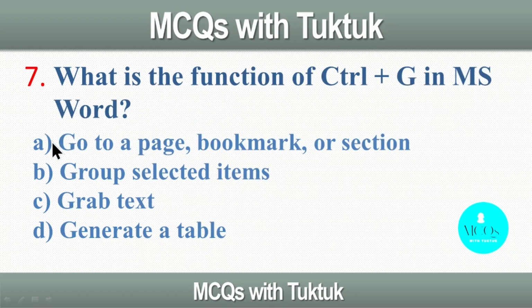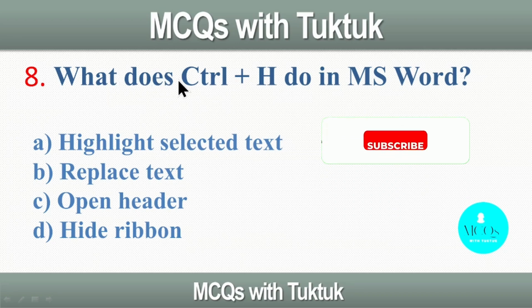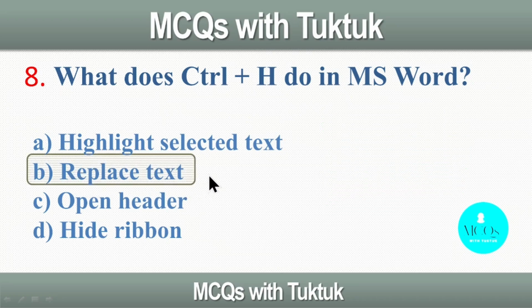Ctrl G will give you the same dialog box but with the go to tab open. One is find, one is go to, and another is replace. So Ctrl G will give you the go to dialog box. What does Ctrl plus H do? Ctrl plus H will help you to get the replace dialog box. That is, it will help you to replace the text.